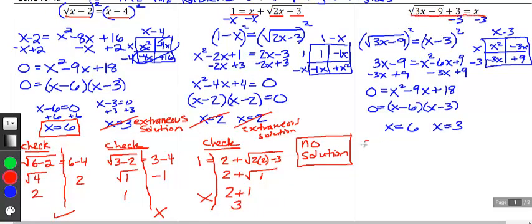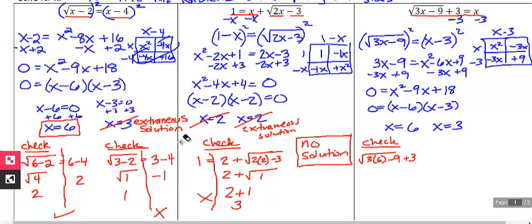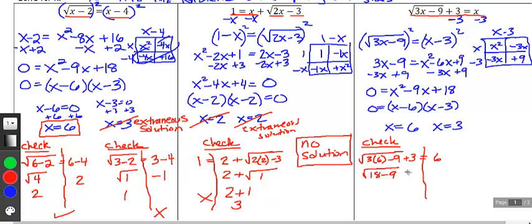Remember, we're checking up here. So I'm going to plug 6 in for x. There's our left side, there's our right side. Our right side's already simplified. So here we go. Inside we get 18 minus 9. 18 minus 9 is 9. And the square root of 9 is 3. That combines with the 3 to get 6. This time the 6 worked.